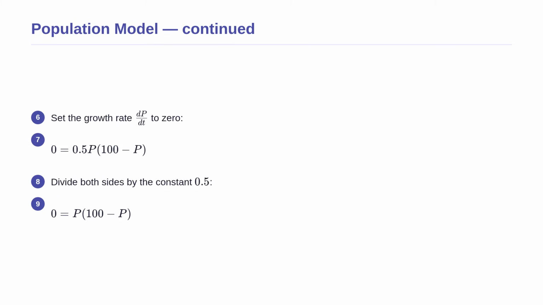Just like in the previous example, an equilibrium point occurs when the population stops changing entirely. We set the derivative to 0 to find the exact moments where births perfectly balance out deaths. This leaves us with a quadratic equation to solve. To make the math easier, we divide both sides of the equation by the constant 0.5. This simplifies our equation without changing the fundamental relationship.